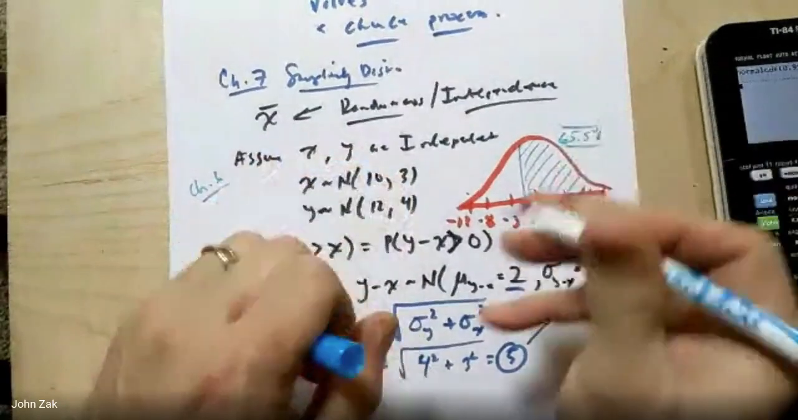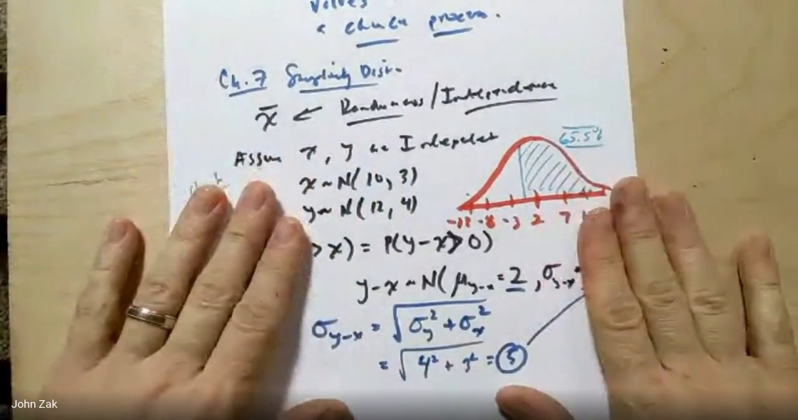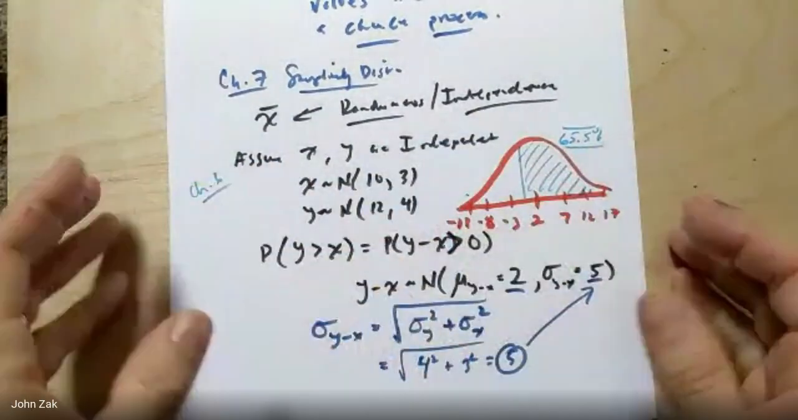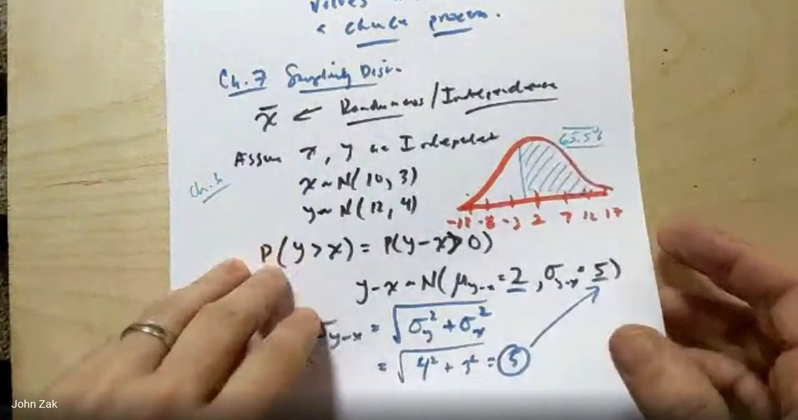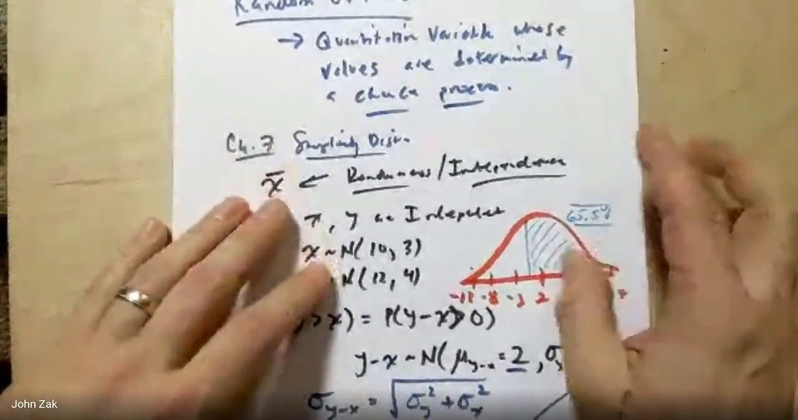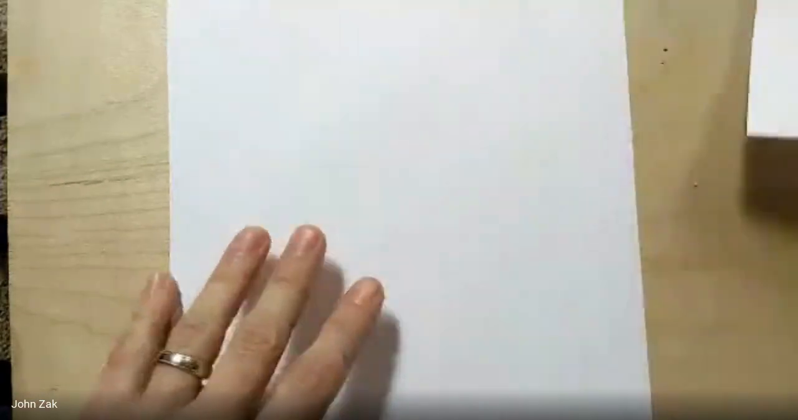65.5%. And so anyway, this is all stuff we did in chapter 6, right? So now we're going to take all that and apply it in chapter 10 to thinking about the difference between two random variables, right?